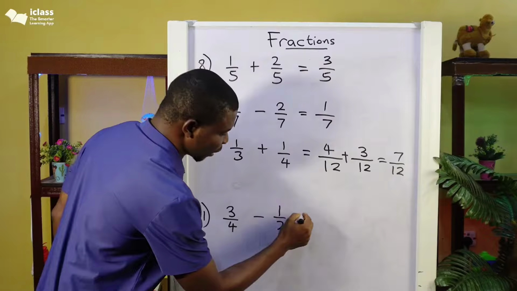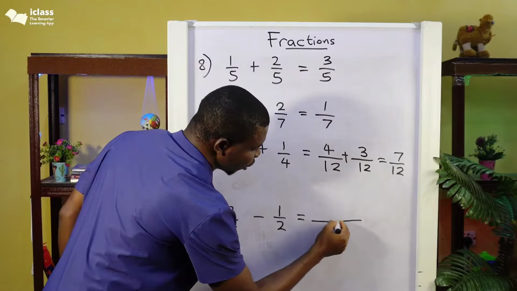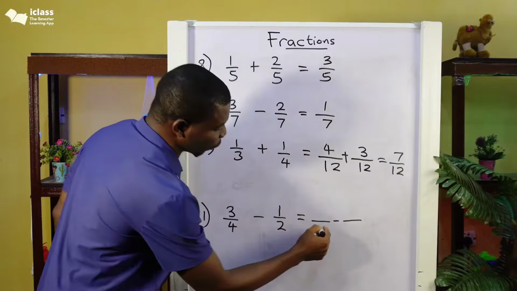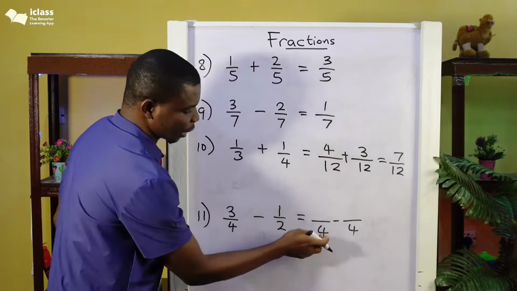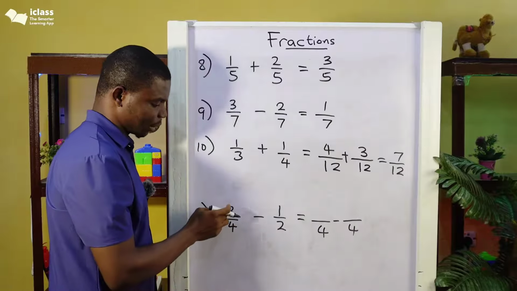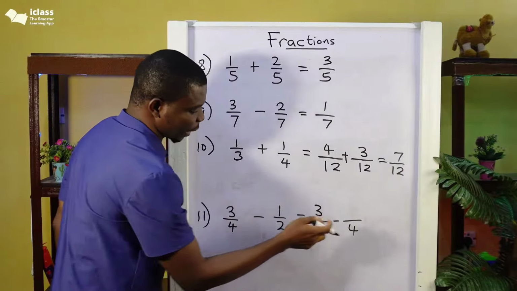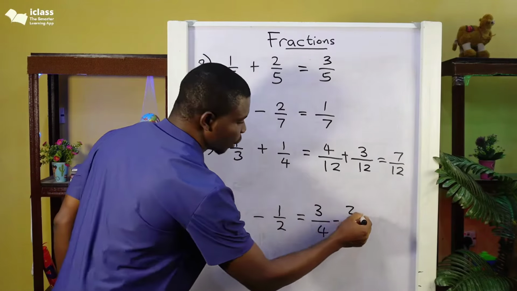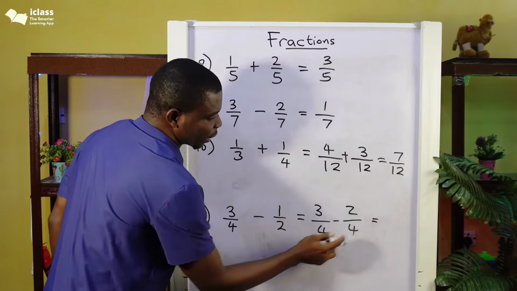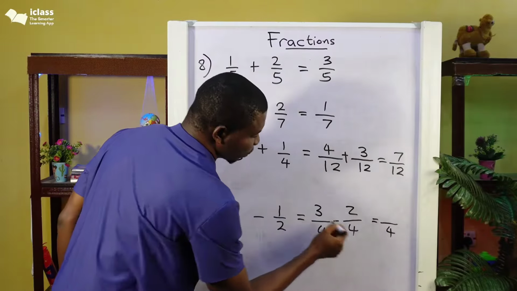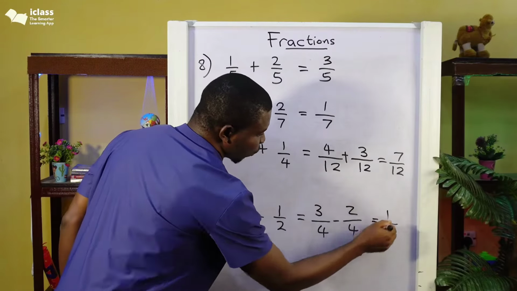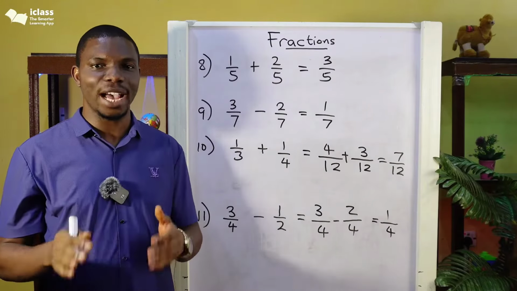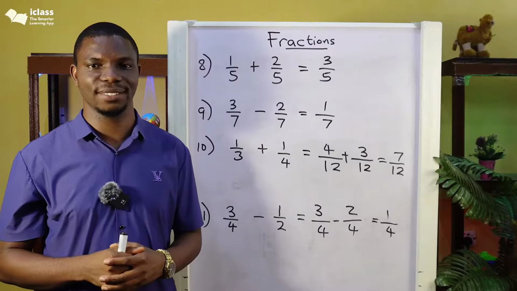Now with this, we do the same thing. We are going to look for the LCM of the denominator. LCM of 4 and 2 is 4. So we say 4 divided by 4 is 1 times 3 is 3. 4 divided by 2 is 2 times 1 is 2. So now the denominators are the same, so we'll just subtract the numerator. 3 minus 2 is 1. And that is our answer. You can see how easy it is to add and subtract fractions.